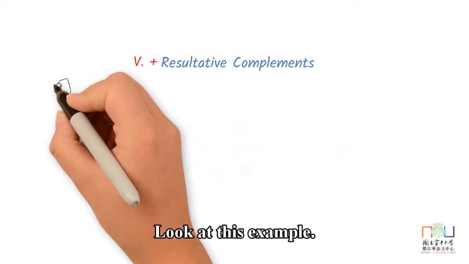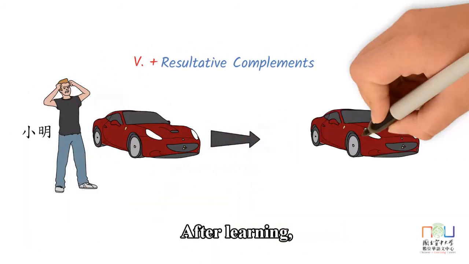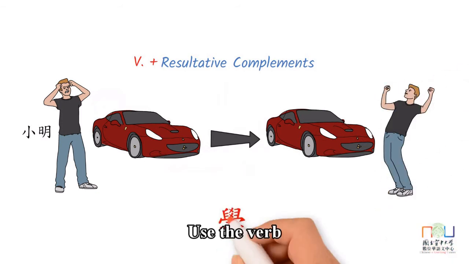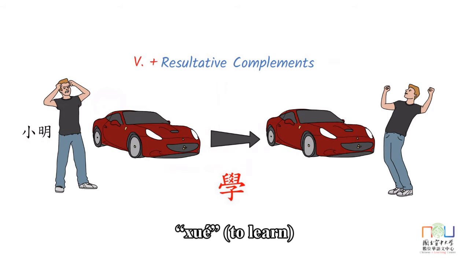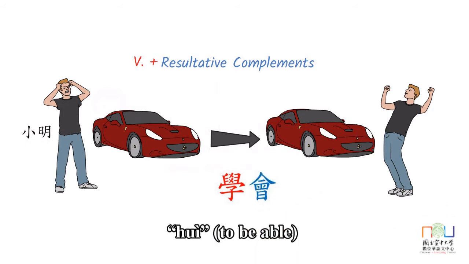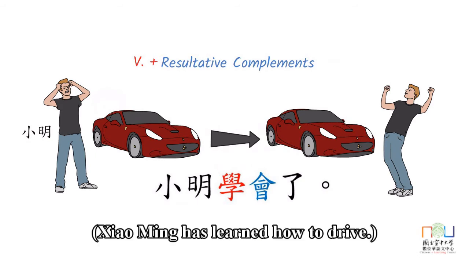Look at this example. At first, Xiǎo Míng doesn't know how to drive. After learning, he now knows how to drive. Use the verb 学 to learn and resultative complement 会 to be able to say the sentence. The sentence is 小明学会了. Xiǎo Míng has learned how to drive.